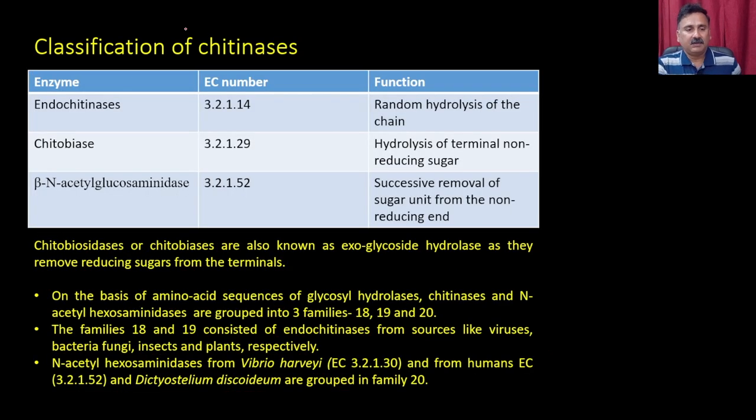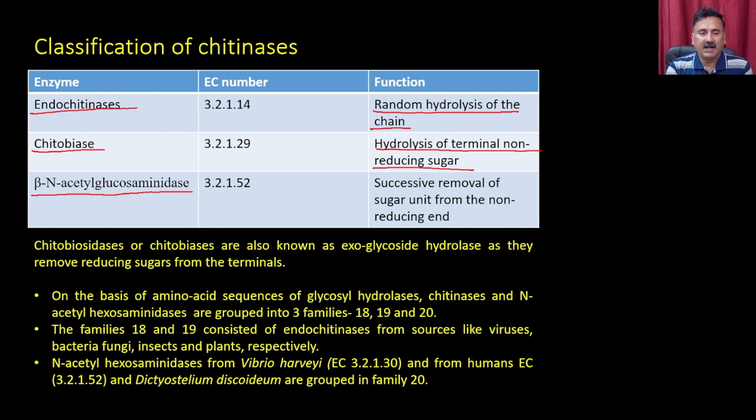Now, there are three different types of chitinases. You can have the endochitinases, the chitobiase, and the beta-N-acetylglucosaminidase. Endochitinases are the random hydrolysis of the chain. Then we have the chitobiase, which hydrolyzes the terminal non-reducing sugars, and the beta-N-acetylglucosaminidase is a successive removal of sugar units from the non-reducing ends.